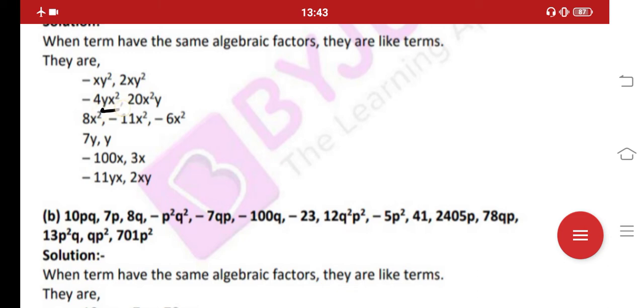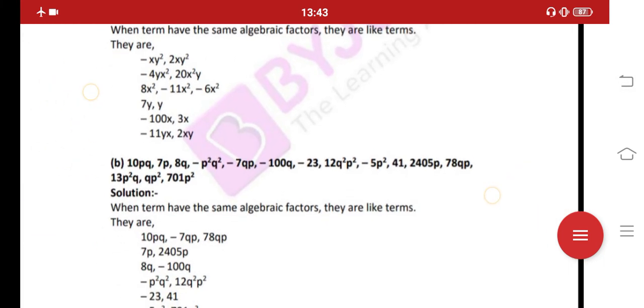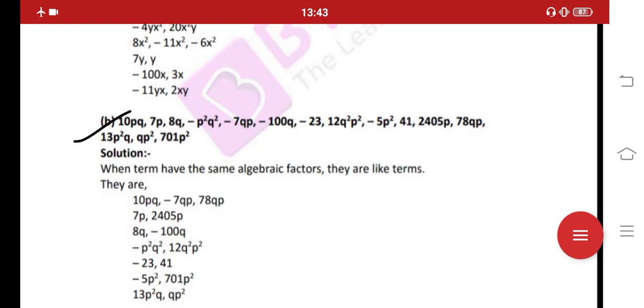Here also you can say y x square is present and y x square is present. Sequence is different, but in both the cases y x square is present. In all the three terms, x square is present. So these three are also like terms. Here you can see y is present in both the terms. So this is also like term. So like that you can easily find out what are the like terms. And among this also you can find out what are the like terms. Like PQ we are having. So these are like terms. And if only numbers are written, so this should be considered as constant. So constants are also like terms.